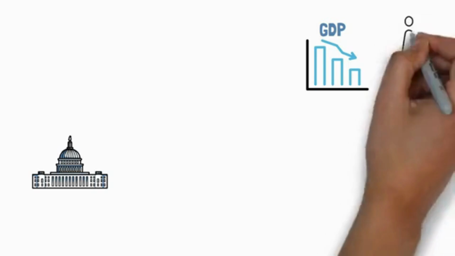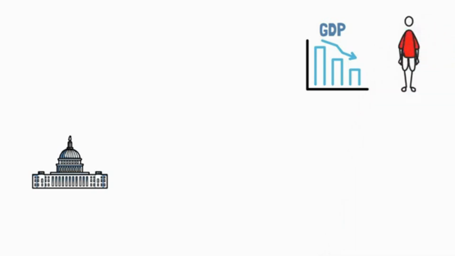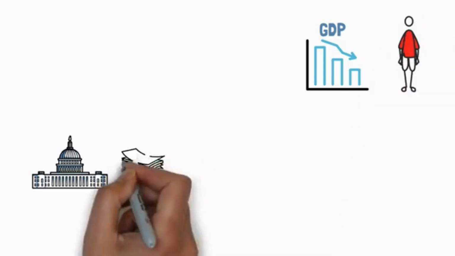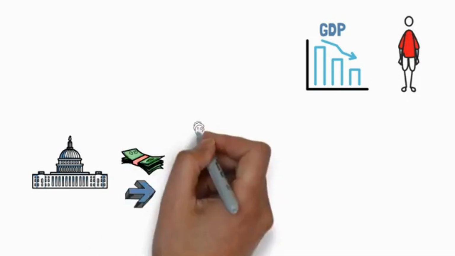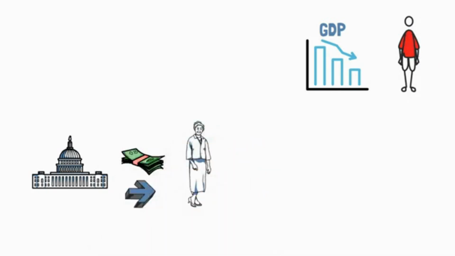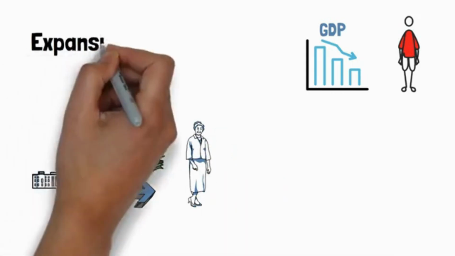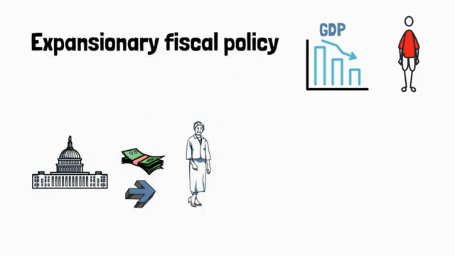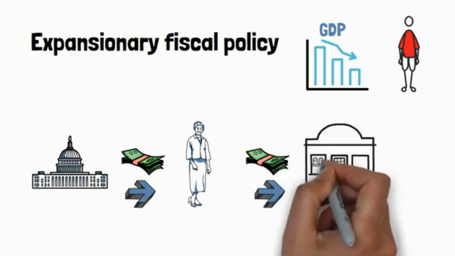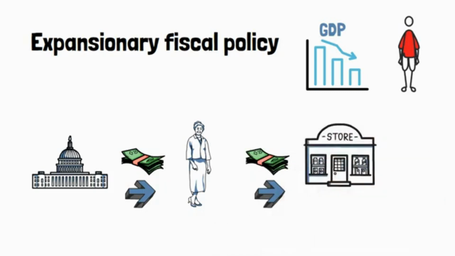If there is a recession and unemployment is high, a government can stimulate the economy and increase aggregate demand by increasing spending or reducing taxes. This is called an expansionary fiscal policy. If the government increases spending or reduces taxes, then additional money ends up in people's pockets. Most of this money will be spent and ends up with other people who also spend it, and so on.